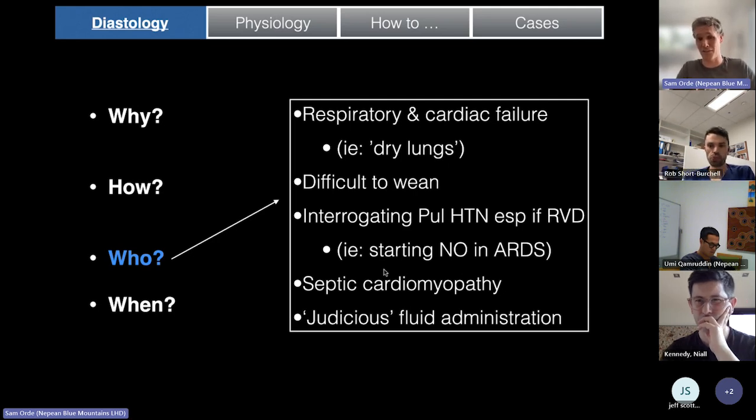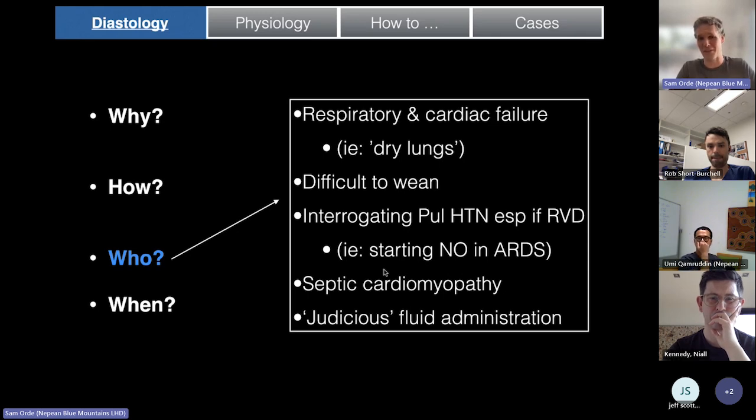Septic cardiomyopathy patients, I can show you some evidence of where it shows that those who have some form of diastolic dysfunction, it's associated with worse outcomes. So I think it's worth considering in these guys. And I think probably that might just be an indication of these guys that are at risk of fluid overload. It would be my guess.